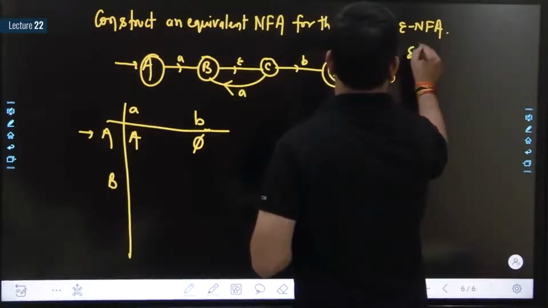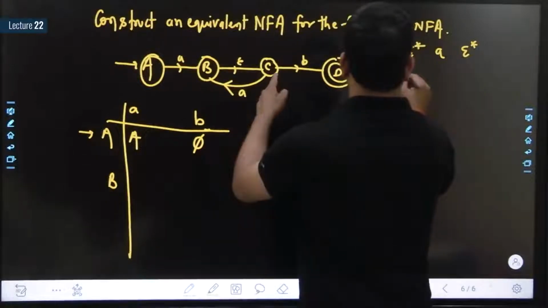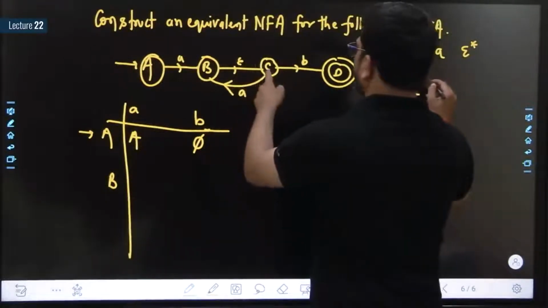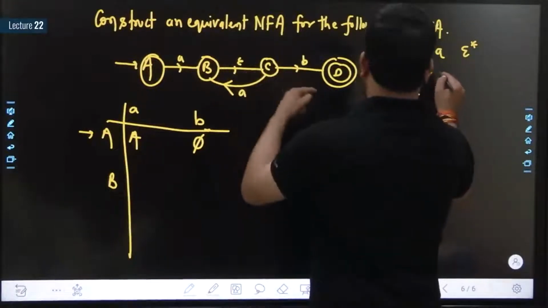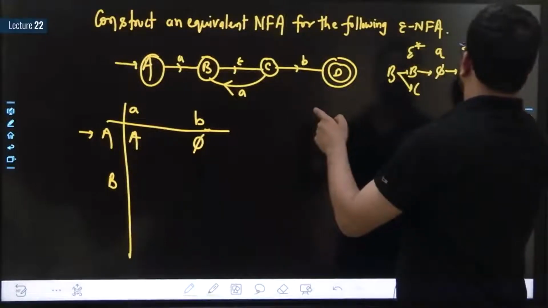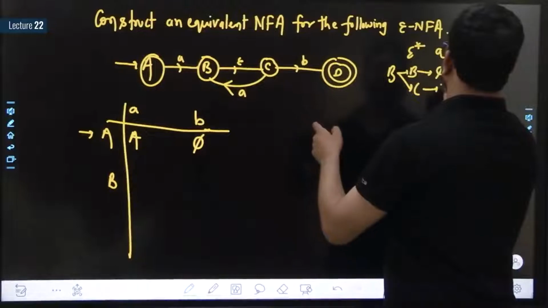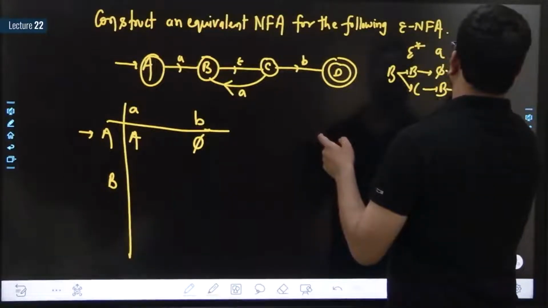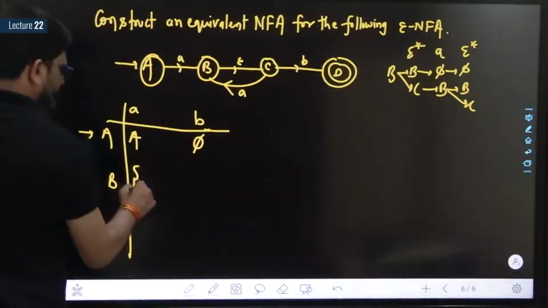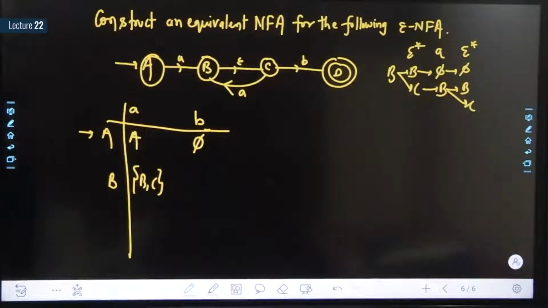B, epsilon closure on A, epsilon closure. Epsilon closure of B, B, C. B on A, phi. Epsilon closure of phi. C on A, B. Epsilon closure of B, B, C. So B on A is B, C.